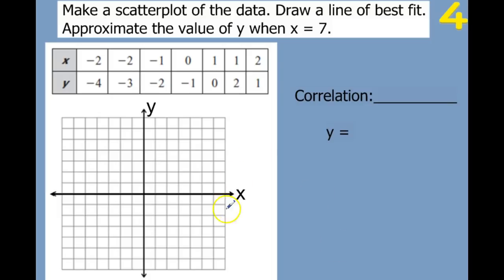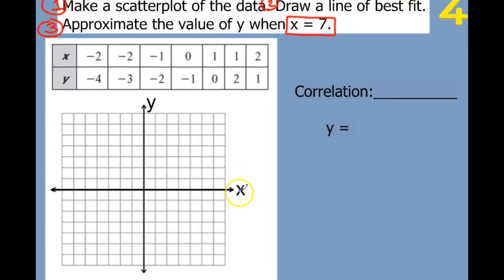All right. Next, we're going to do a little bit of a review, making a scatter plot first. Scatter plot, again, is all the data that we collected. Here's all our data. We're going to plot it. So first, we're going to make a scatter plot. Then we're going to draw our line of best fit. That's step 2. Then step 3, approximate the value of y, or get close to what's y when x is 7 this time. So first, let's plot the points. Here is our x and our y axis, so we're going to plot these.